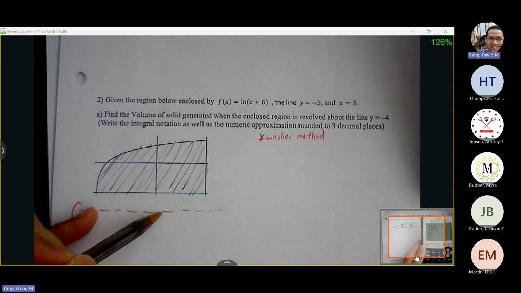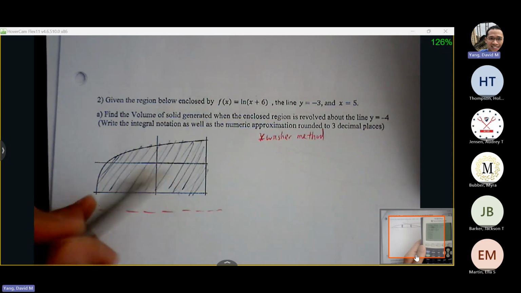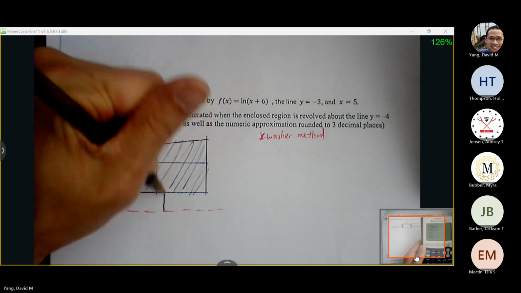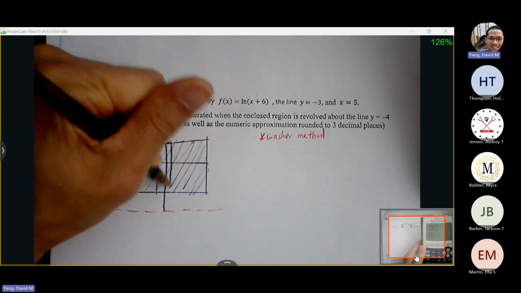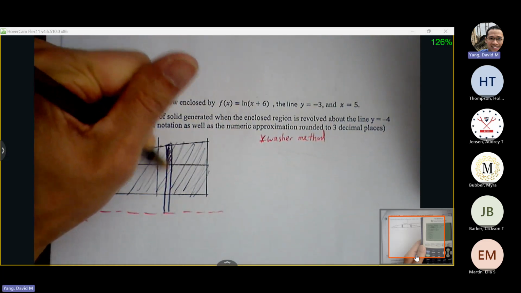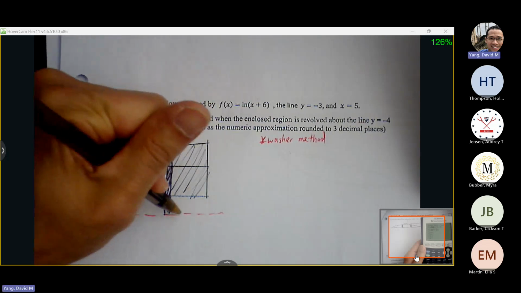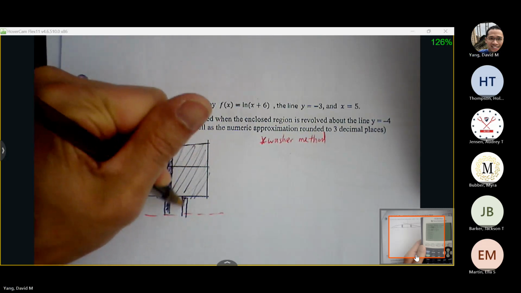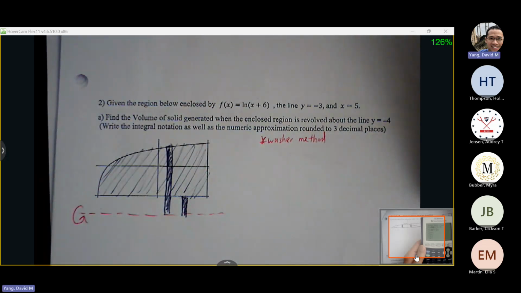So extend from your dotted line to your 2 boundaries. First boundary is all the way up to this natural log graph. Second boundary is the y equals -3.